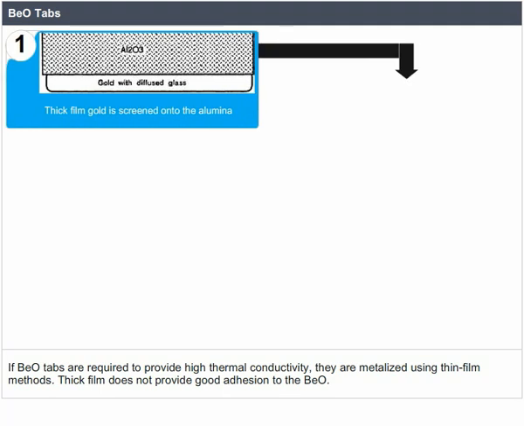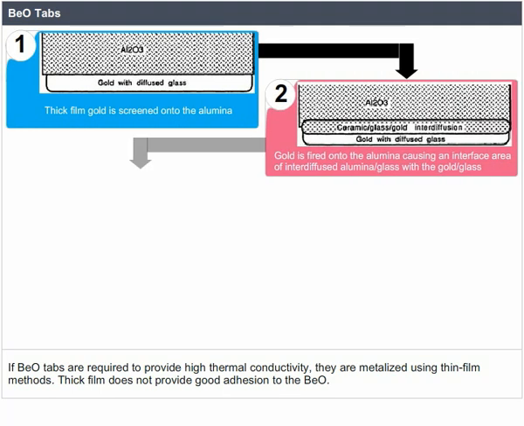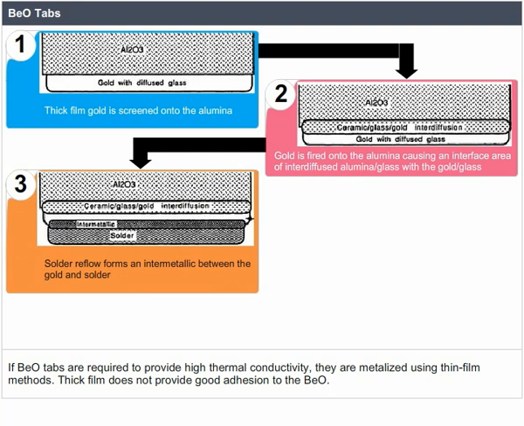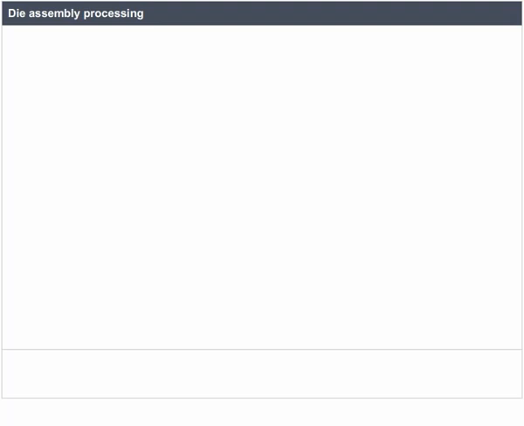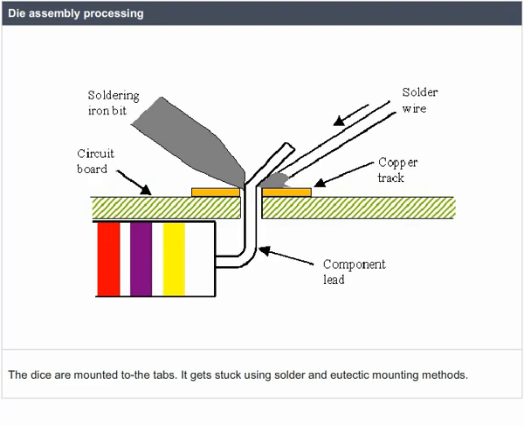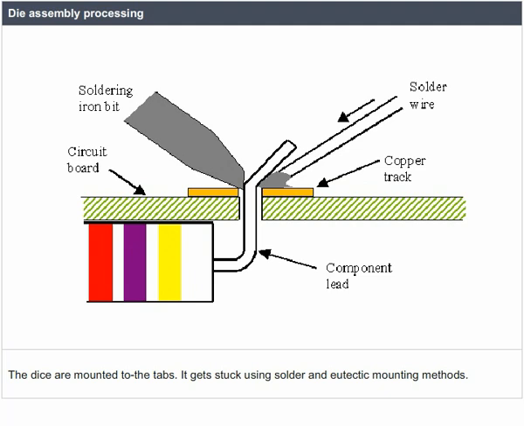BeO tabs. If BeO tabs are required to provide high thermal conductivity, they are metallized using thin film methods. Thick film does not provide good adhesion to the BeO. Die assembly processing. The dies are mounted to the tabs using solder and eutectic mounting methods.